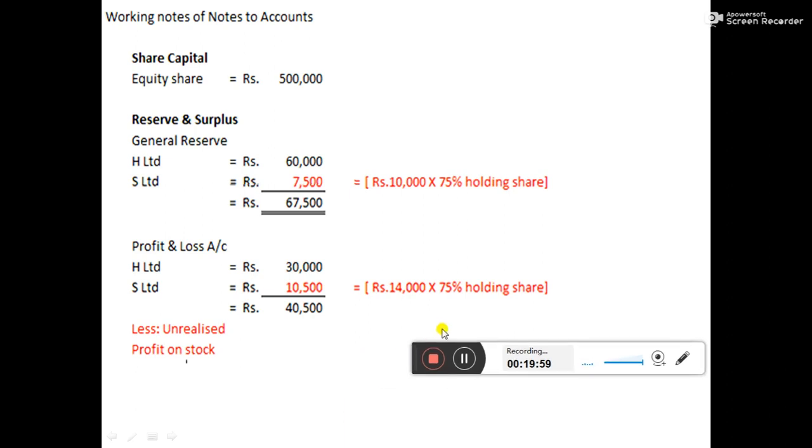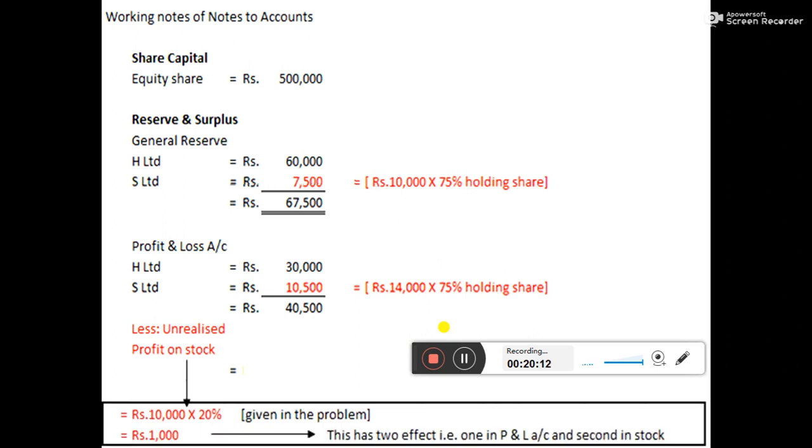So in this problem, the value of the goods is 10,000 rupees. If you calculate 20% profit for the full year, the profit on the stock will be 2,000 rupees. Out of this 2,000, we will only take half because only half of the stock is unsold. And this 1,000 rupees profit adjustment needs to be given. This 1,000 will be deducted from the profit and loss account of H Limited, 30,000, we can show here or separately here. So 1,000.